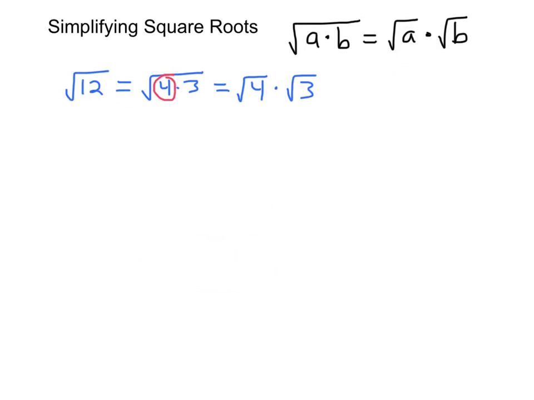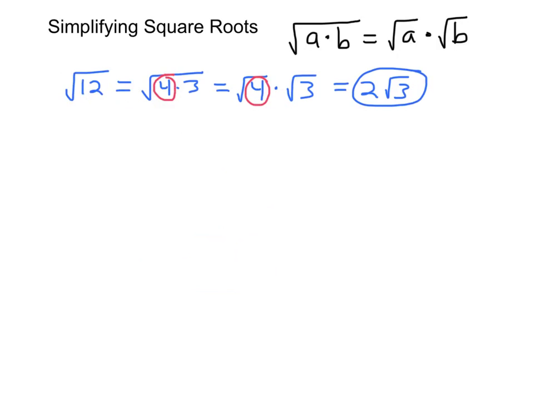Now remember 4 is the perfect square, so when you take the square root of a 4, you should get a whole number. In this case it's just 2. So the answer would be 2 times the square root of 3. And that's considered to be the simpler form of the square root of 12. So you're trying to make the number under the square root as small as possible. Let's just try another example of that.